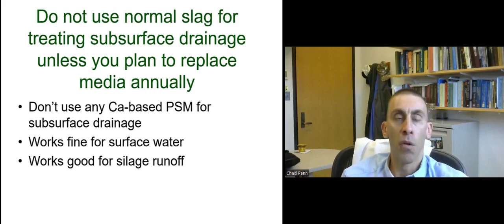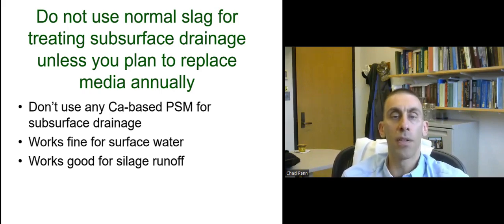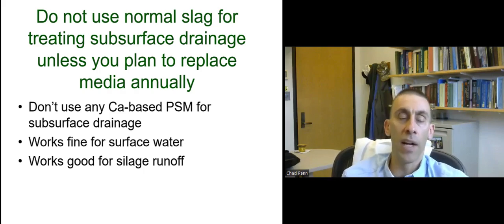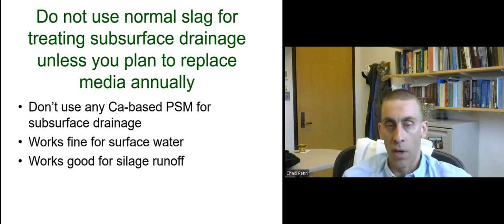They clogged. What we learned was that tile drainage, because of its chemistry, is not compatible with steel slag, blast furnace slag, or electric arc furnace slag. In fact, any calcium-based P-sorption material is not going to work very well for subsurface drainage. You can use it and it'll work okay for about a year, but you're going to have to clean it out. Eventually, it's going to clog rather quickly. Works great for surface water.